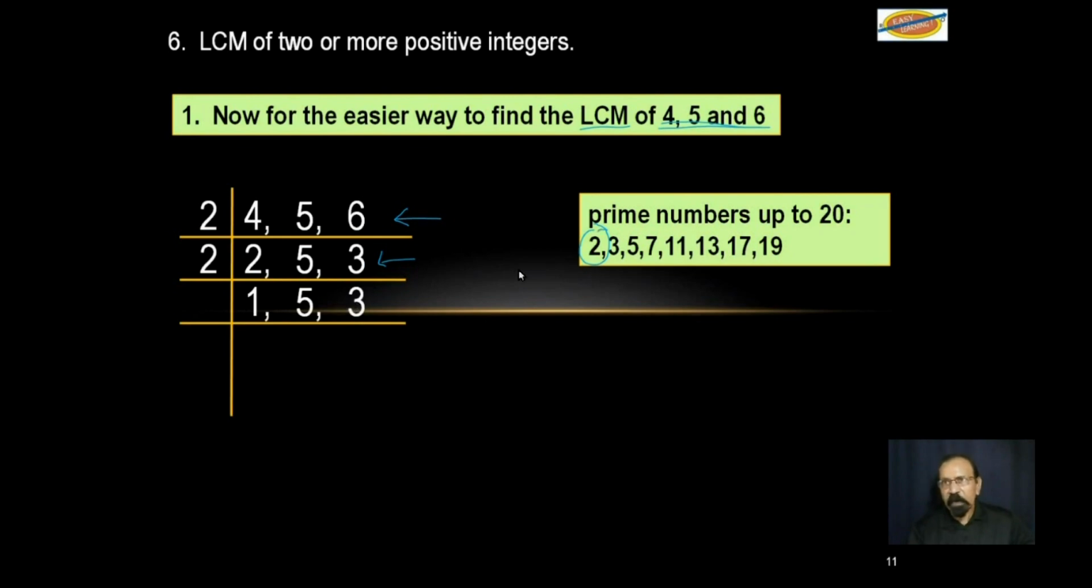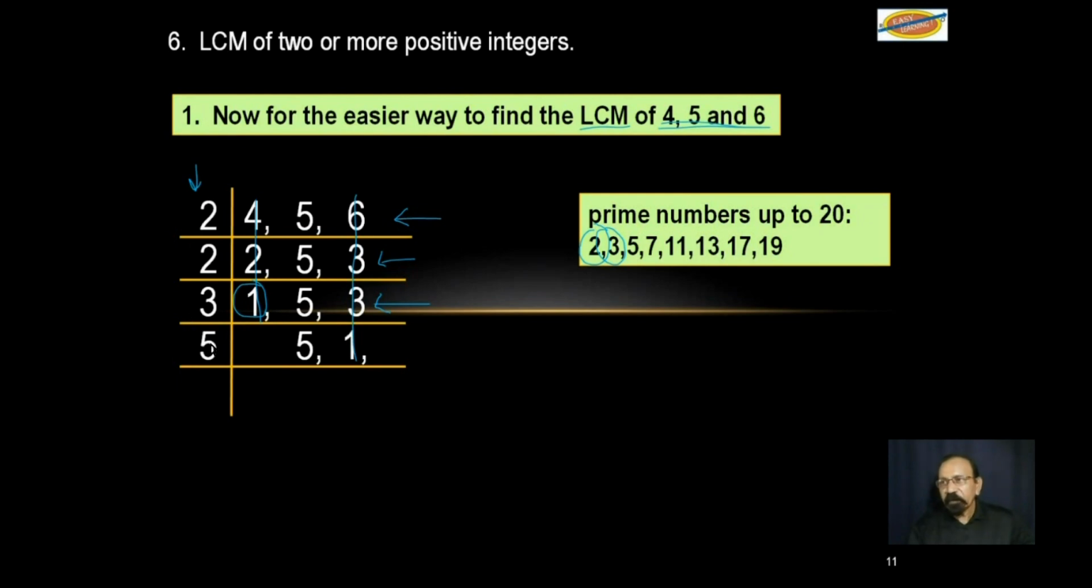Next higher prime number is 3. Can 3 divide anything in this row? Yes. So once we get this 1, we ignore it. 3 can't divide 5, so we bring down the 5. 3 into 3 is 1. So right now we will ignore that column and this column because their factors are already over here.